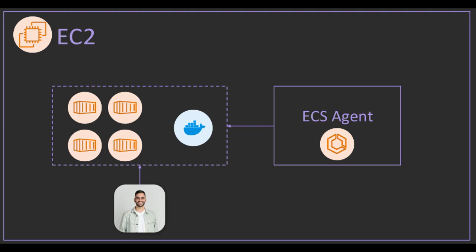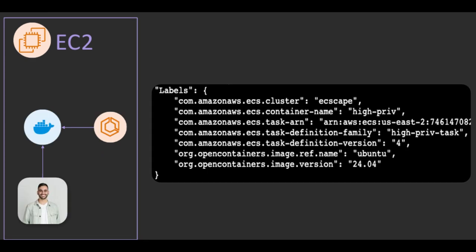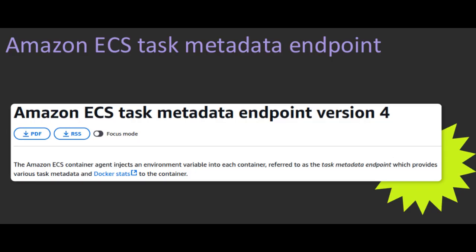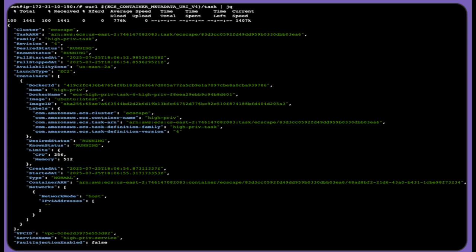He looked at the ECS agent on the EC2 instance, which manages the Docker containers. But understanding the agent's communications was tricky. It wasn't straightforward network traffic. So, he used another method. Every ECS container has a special endpoint injected by AWS, the task metadata endpoint. The official docs say it provides various task metadata and Docker stats.